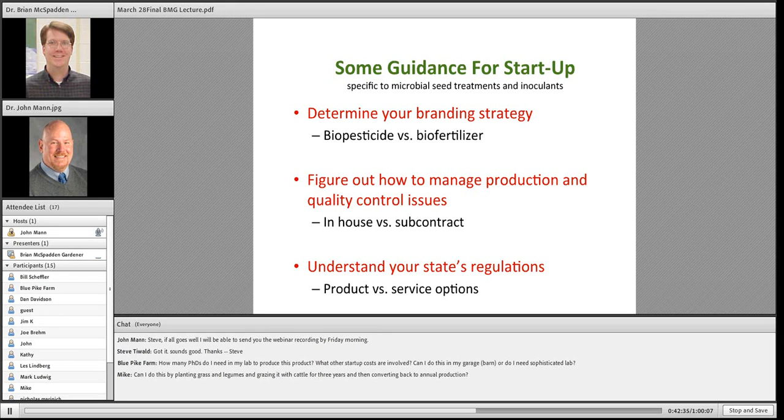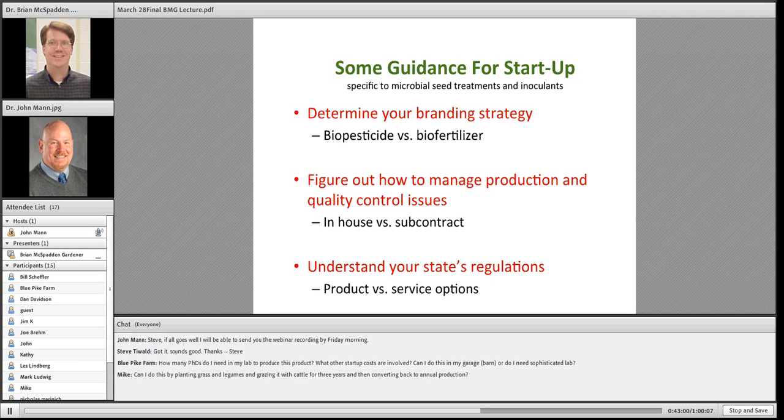Cost of marketing this way is obviously cheaper than the startup costs for marketing this way. Once you've determined how you're going to go about things and you feel that you've got a market that you can sell to, you need to figure out how you're going to manage production and quality control issues. And this can be done both in-house, as I mentioned, I've seen on-farm operations, or through a subcontract.